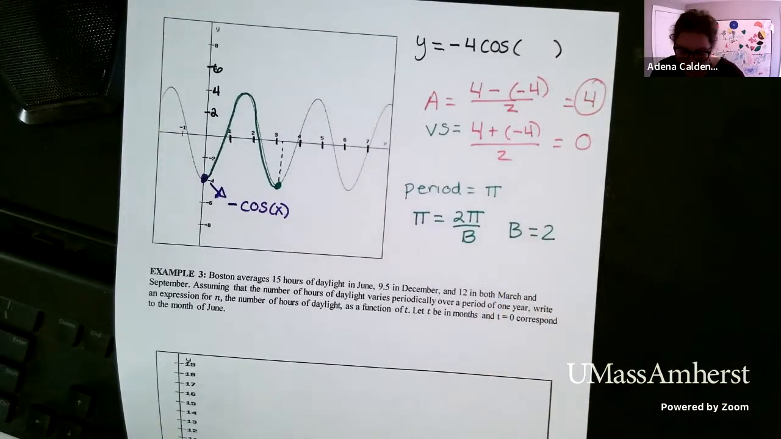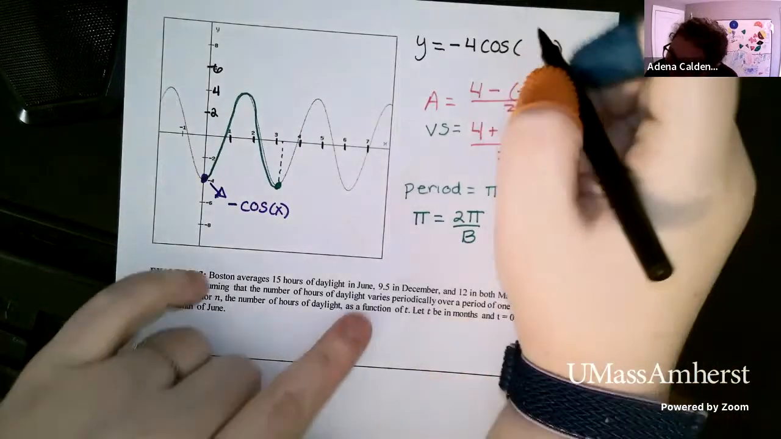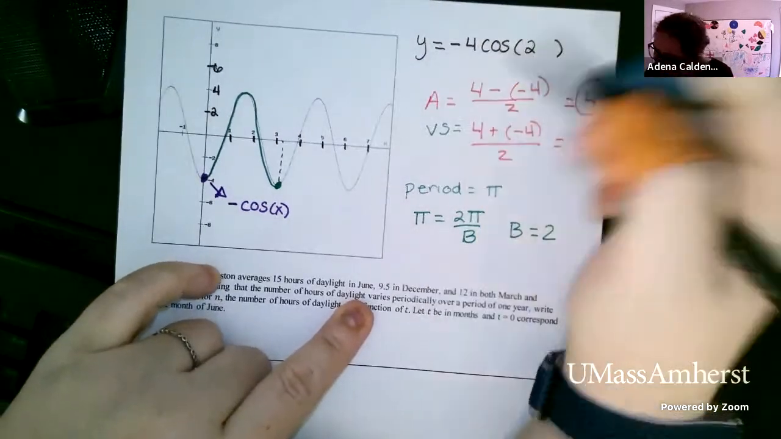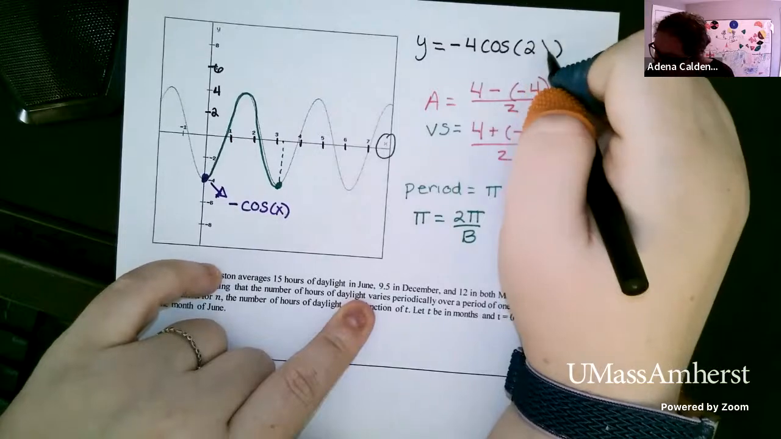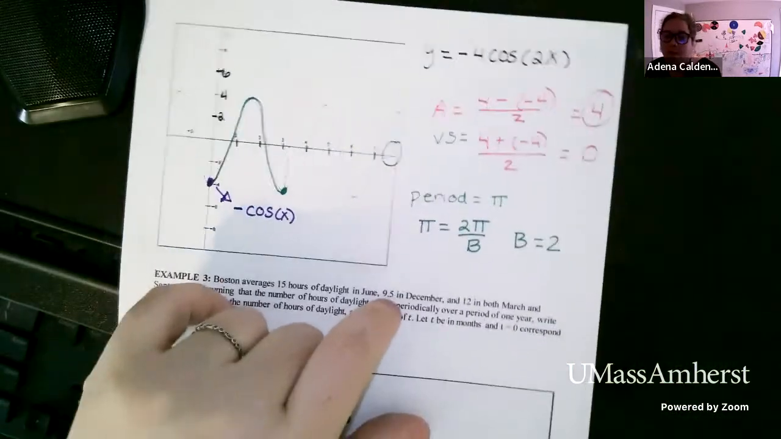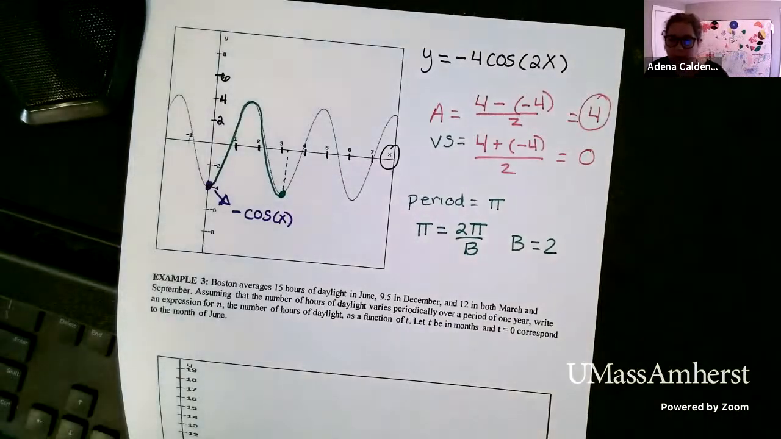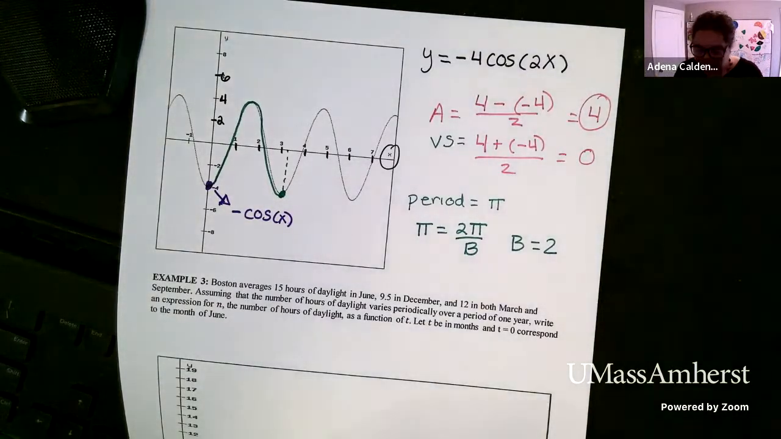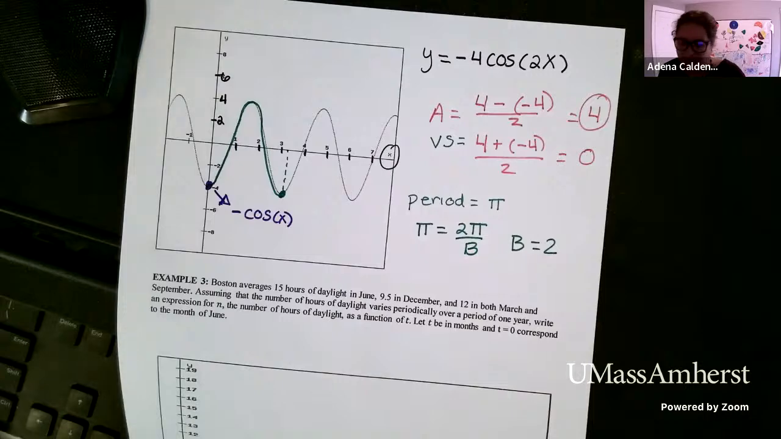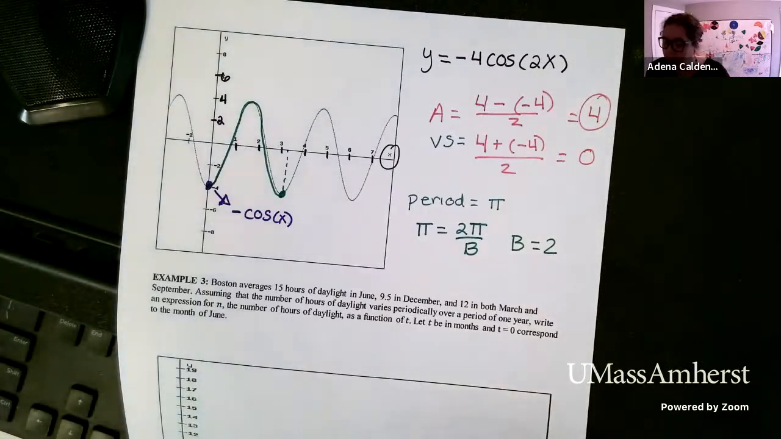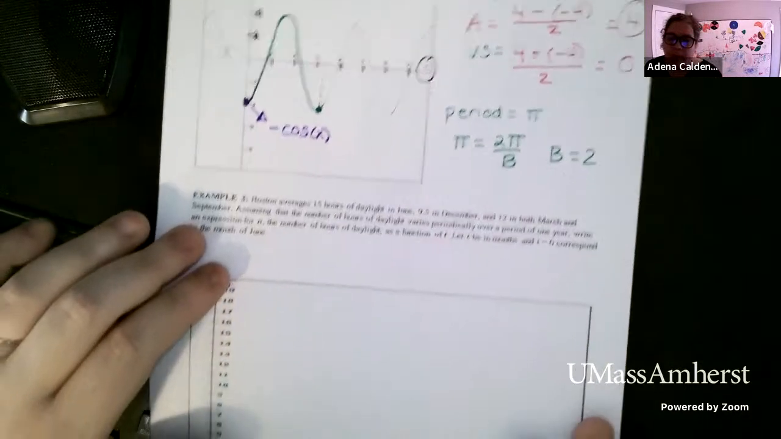So that means back in my formula, I have a 2, and then my variable again is x. So I have -4 cosine of 2x. Okay. So hopefully these are starting to make sense. The more you do of them, the easier they get. Okay, so I want to make sure we get to the last problem here.